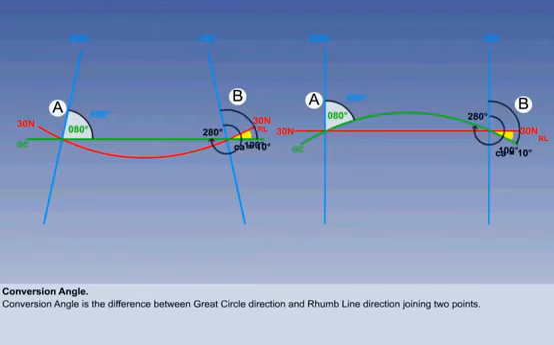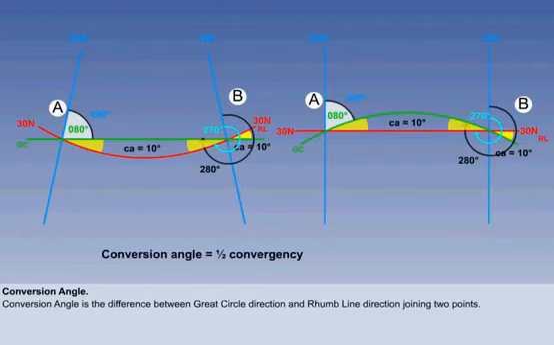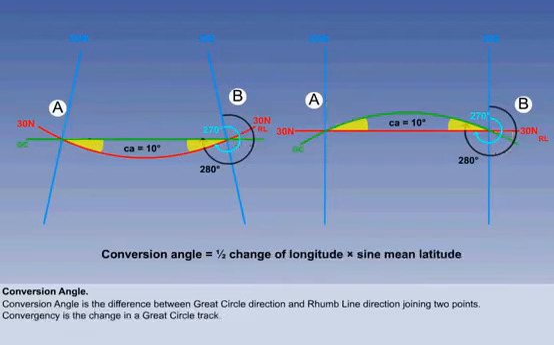If we take the reciprocal tracks from 20 east to 20 west, the track directions are 280 for the initial great circle track and 270 for the rhumb line. Again, the conversion angle is 10 degrees, exactly half the value of convergency. This gives us the formula for conversion angle. It is half convergency. Conversion angle is half the change of longitude times the sine of the mean latitude.